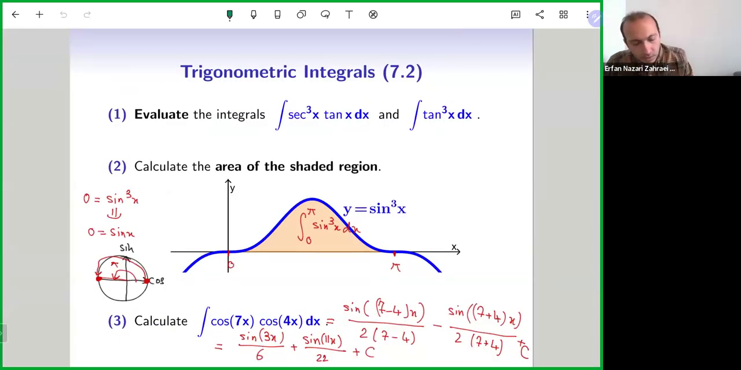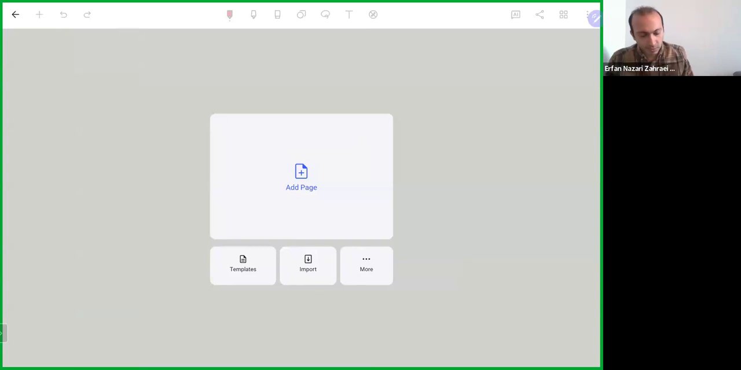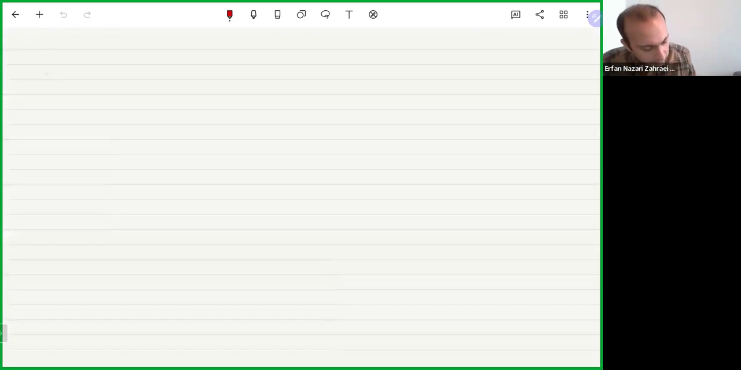Now, let us do these two. First, the first one. Let me memorize it. Secant cubed tangent. And I do it on a separate page. Integral secant cubed tangent.